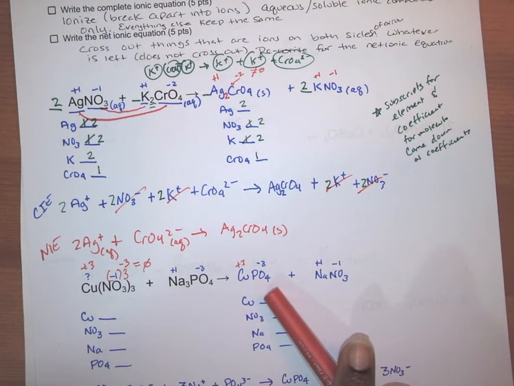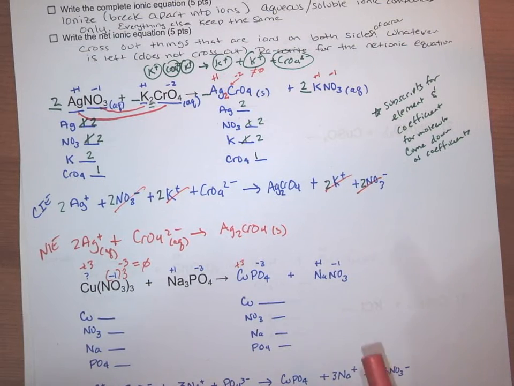So copper phosphate, that's the formula. I don't need any subscripts here. And the same thing with sodium nitrate. The +1 and -1 charges cancel out. I don't need any subscripts here. So in this case, this was pretty easy. Now what we need to do is balance it.